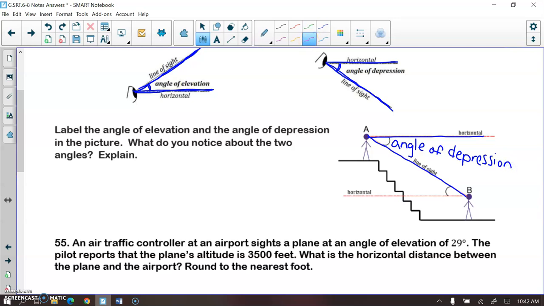Person B, their line of sight, they're looking up at person A, and their line of sight and the horizontal connected to their line of sight would form the angle of elevation.